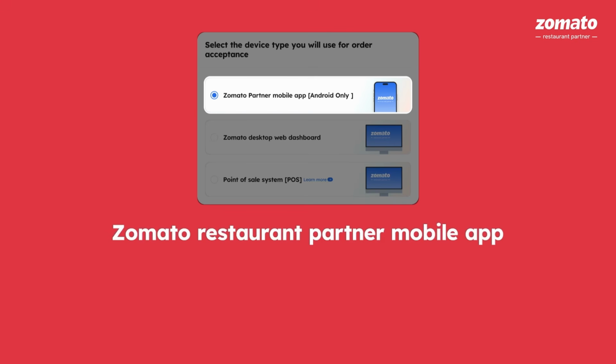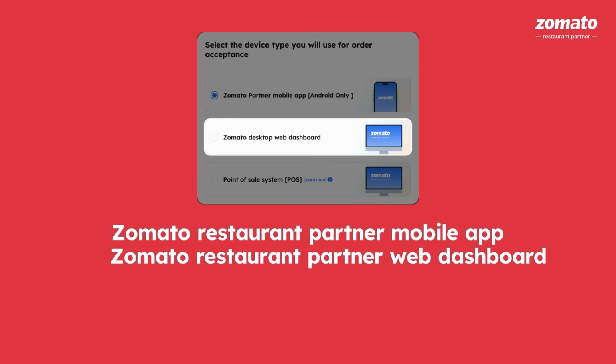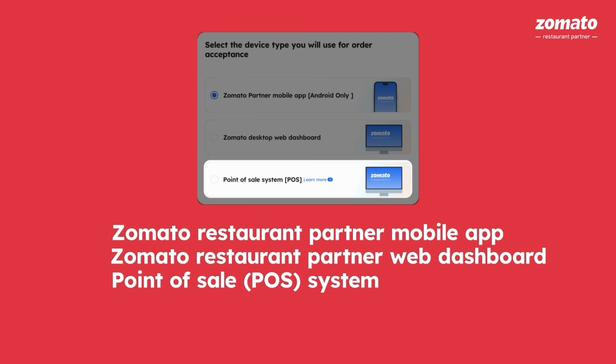Lastly, move on to selecting the device you'll be using to manage your orders. You've got a few options here. Your Zomato Restaurant Partner mobile app, which is currently available for Android only, the Zomato Restaurant Partner web dashboard, or if you use a point of sale, which is a POS system, make sure to ask your POS partner to initiate the integration once your registration is complete.